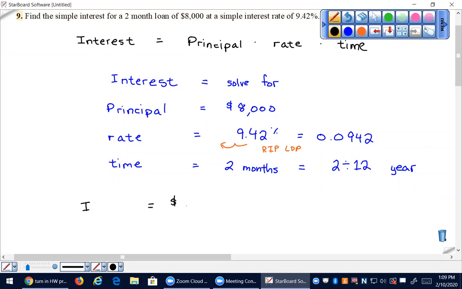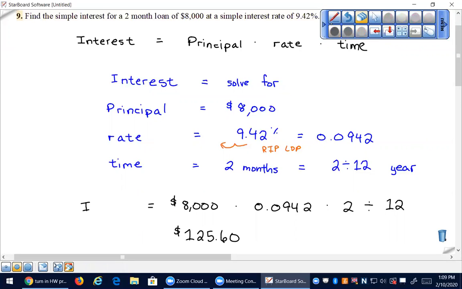So 8,000 times 0.0942 times 2 divided by 12. And just put all that in your calculator. Don't round in the middle. That's how you get rounding in the middle errors. And it looks like this one, there is no rounding. So it's 25.60. Oh, and it's easy when you look at it like that.